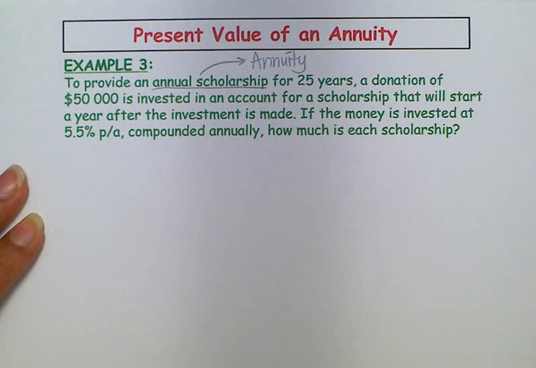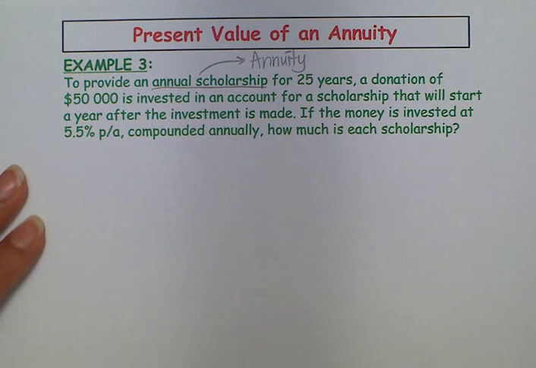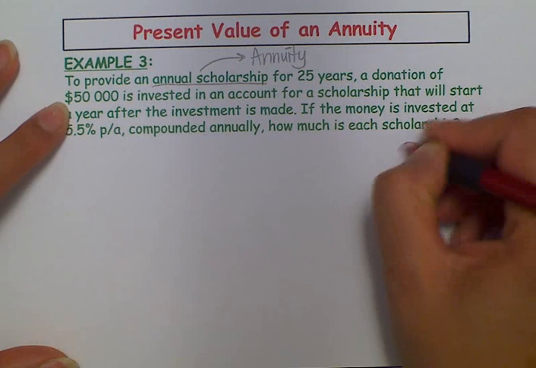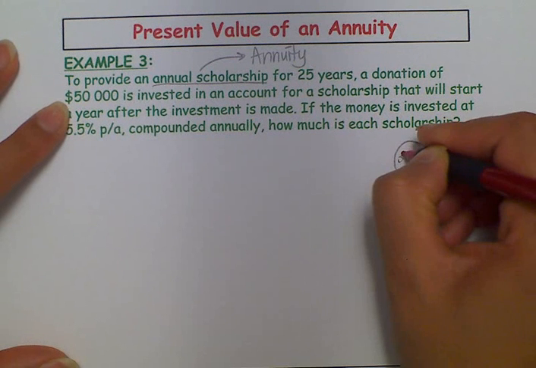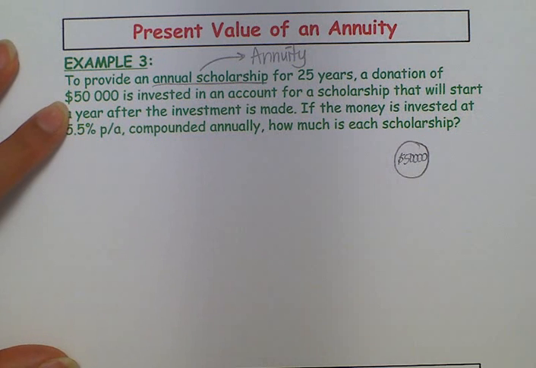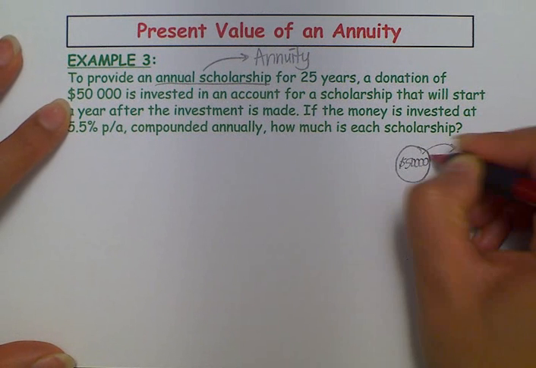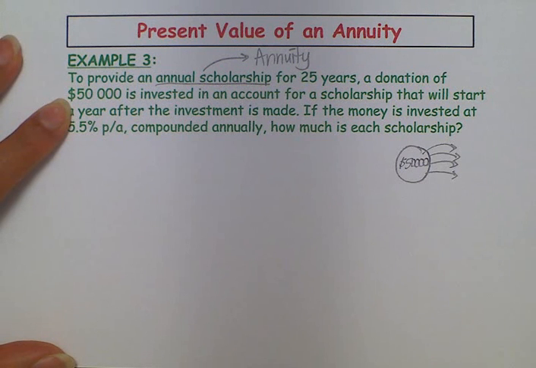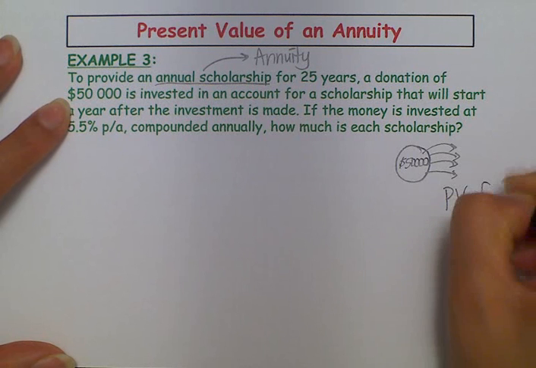Now, is this a present value of an annuity or a future value of an annuity? Well, it depends. Do we have the money right now, or are we going to have the money in the future? It says a donation of $50,000 is invested in an account for a scholarship that will start a year after the investment is made. So what that tells me is this $50,000 is money that they have right now. It is available right now, and every year a scholarship is going to be given, and this is going to happen for 25 years. So this is a present value of an annuity problem.